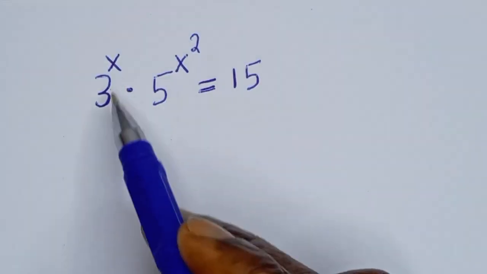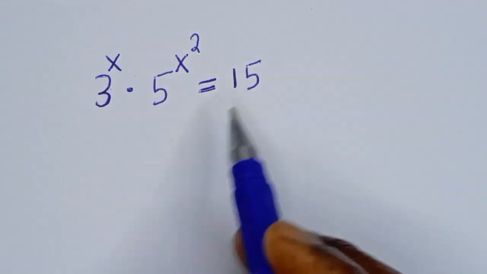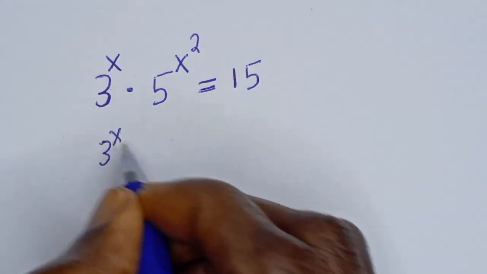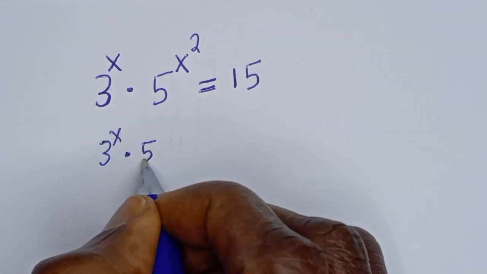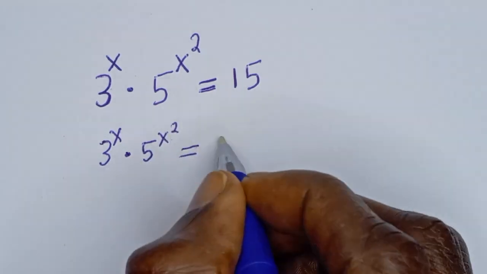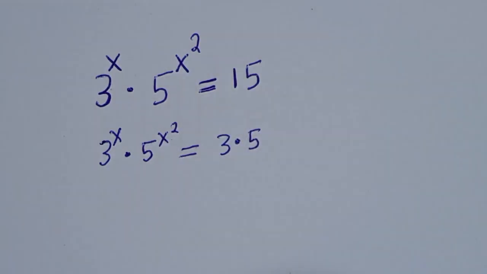Hello, how to solve for s from this equation? 3 to the power of s multiplied by 5 to the power of s squared is equal to 15. Now, 3 to the power of s multiplied by 5 to the power of s squared is equal to 15 can be written as 3 multiplied by 5.